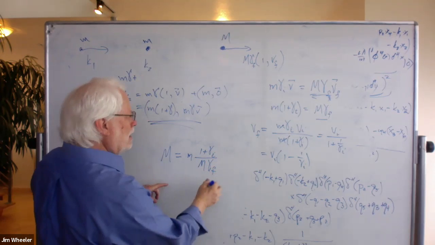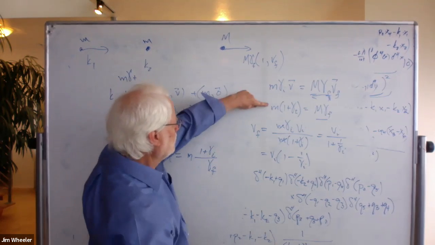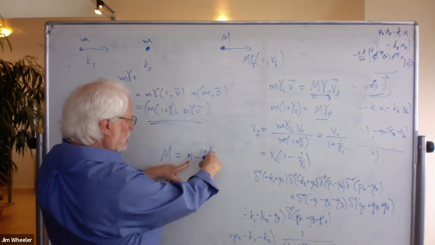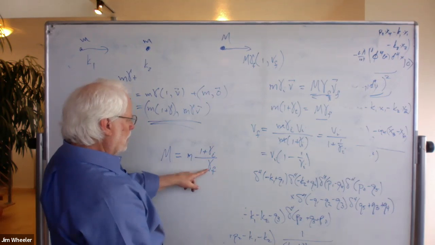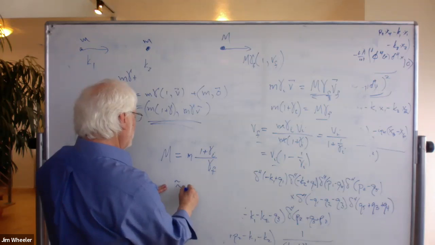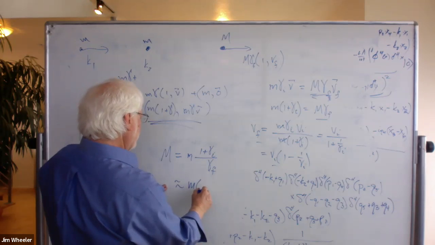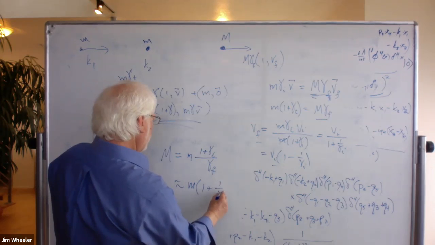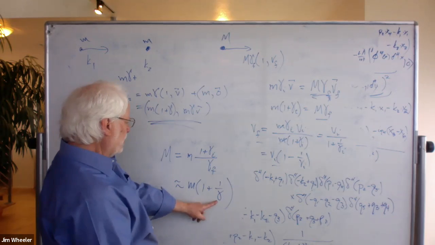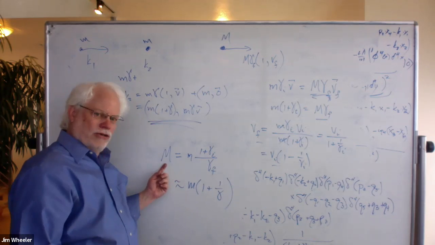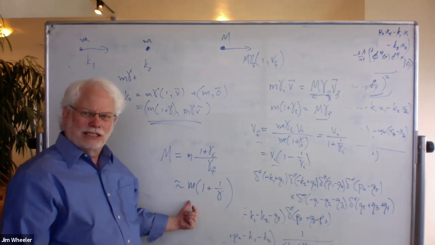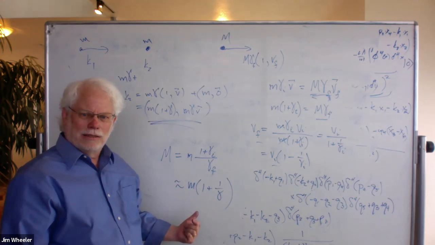So I'm solving this for capital M. It's little m times this ratio, but we just said that these velocities are almost equal, so this is almost equal to m times 1 plus 1 over gamma, right? That's a very small number. So your new mass can't be much bigger than the old mass. That's strongly limited. Okay. All right.